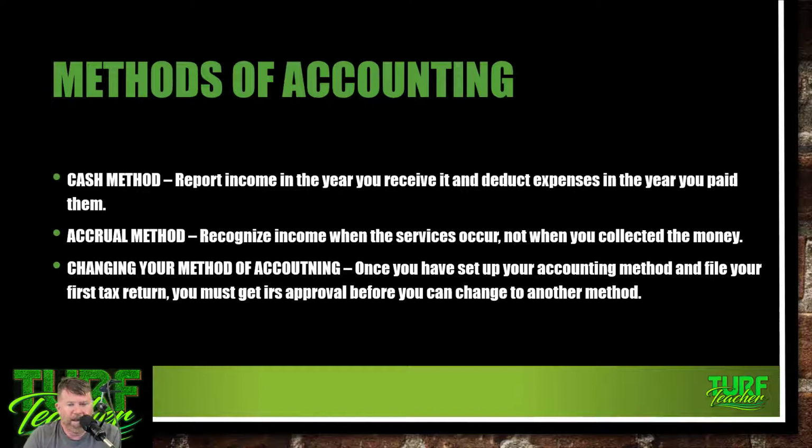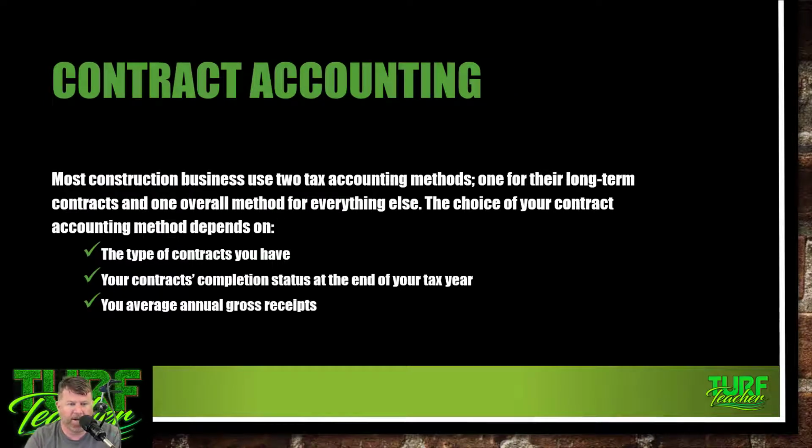With the accrual method, you recognize income when the services occur, not when you collect the money. And then changing your method of accounting. Once you have set up your accounting method and you file your first tax return, you must get IRS approval before you can change to another method. Now, there is also the contract accounting method. Most construction businesses will use two tax accounting methods, one for their long-term contracts and one overall method for everything else. The choice of your contract accounting method depends on the type of contracts you have, your contract's completion status at the end of your tax year, and your average annual gross receipts.